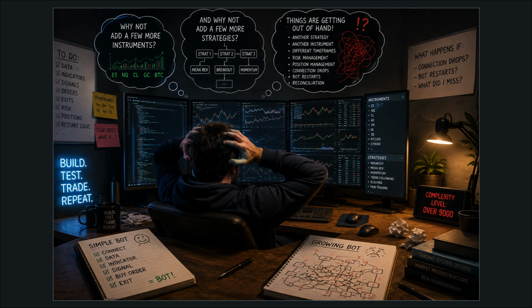Because once you have that first bot going, you'll start to lean back and think, why not add a few more instruments? And why not add a few more strategies? Your bot starts growing and things can get complicated surprisingly quickly. Another strategy, another instrument, different time frames, risk management, position management. What happens if the connection drops? What happens if the bot restarts with an open position? How does it figure out what happened while it wasn't connected?